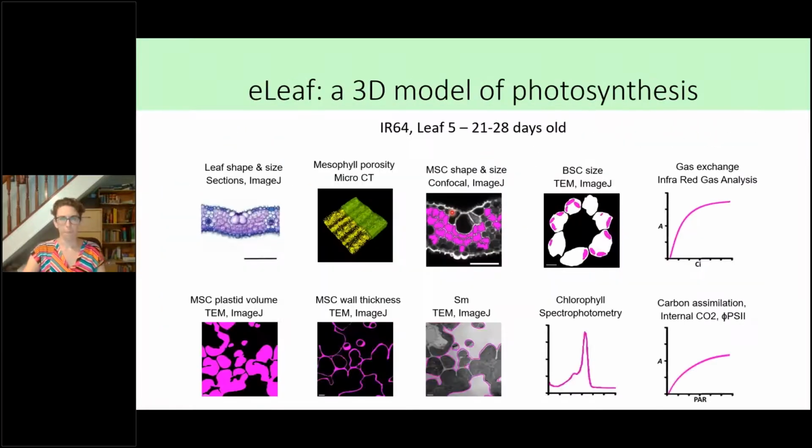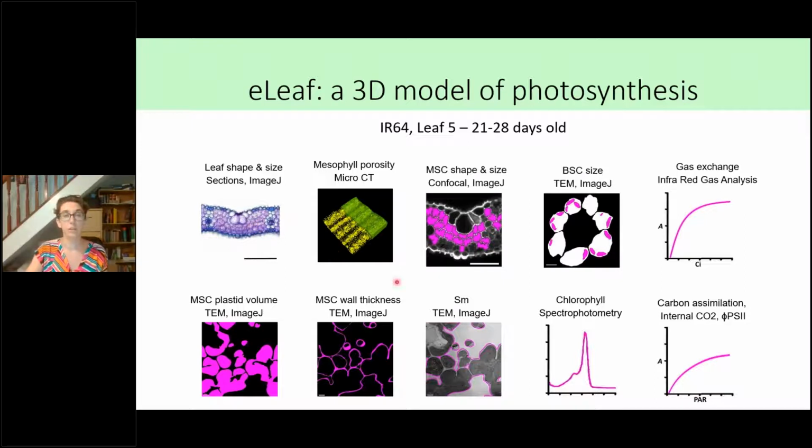So this is our system that we're using. We're using IR64 rice, an indica variety. We're looking at leaf 5, when the plant is 21 days old, is a mature leaf. From these mature leaf 5s, we take leaf sections, which gives us gross measurements of the rice leaf, like interveinal distance, leaf thickness, mesophyll thickness.